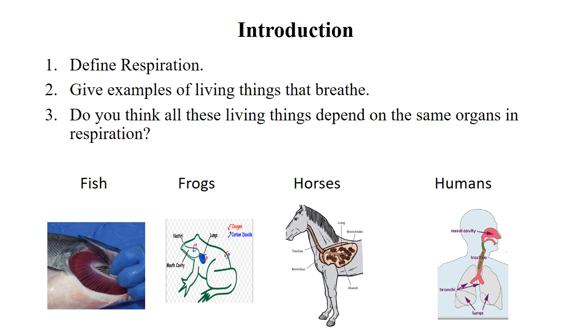Give examples of living things that breathe. All living things breathe. However, I will give you some examples: fish, frogs, horses, humans, insects, dogs, etc. Do you think all these living things depend on the same organs in respiration? Of course not. For example, the fish uses the gills to breathe, while frogs use both the lungs and even the skin. We will see how. What about horses and humans? They use lungs.